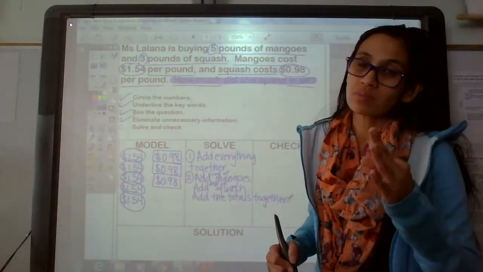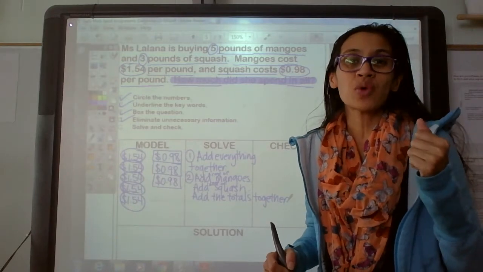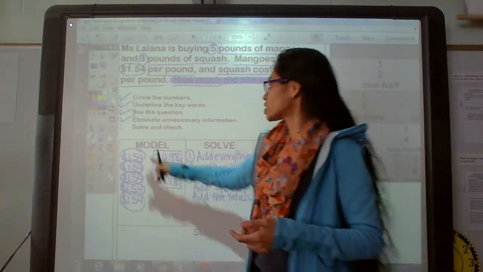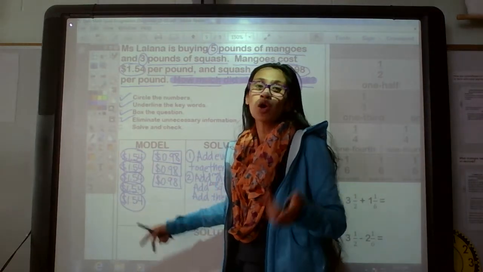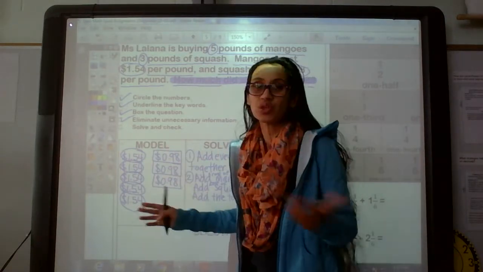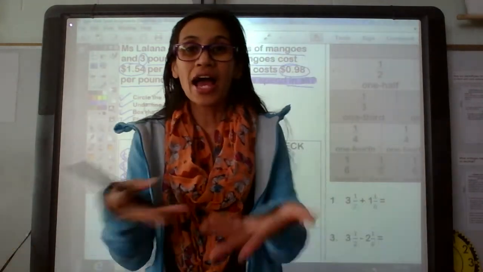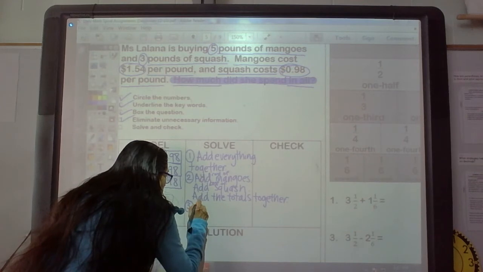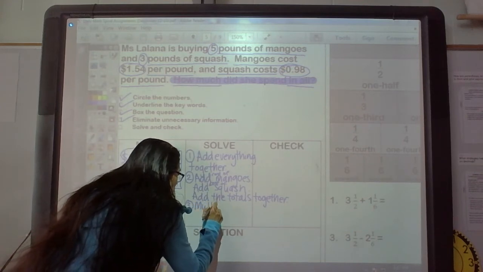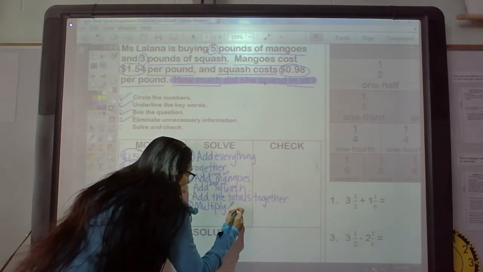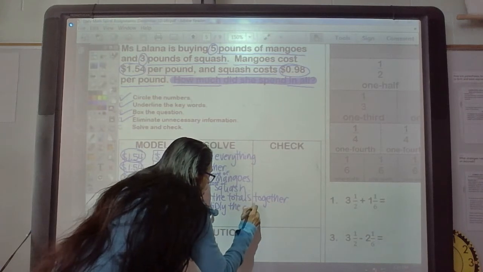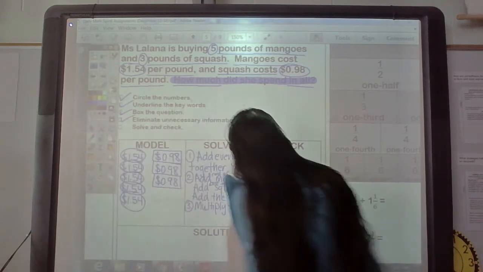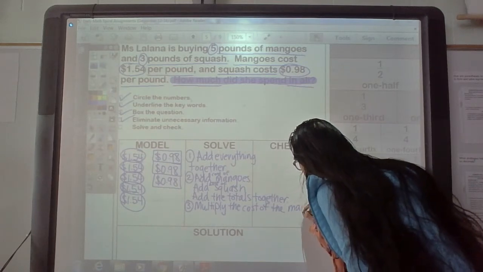What is the third way? The third way is to do what? We can multiply the cost of the mangoes by 5, multiply the cost of the squash by 3, and then add those totals together. So let me write that down. Multiply the cost of the mangoes. Oh my gosh, I'm running over. That's okay.